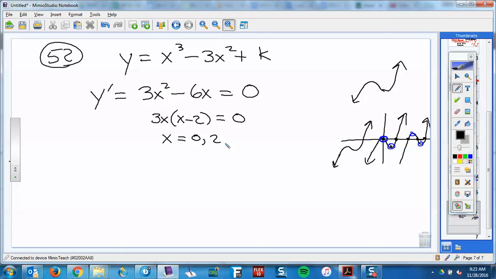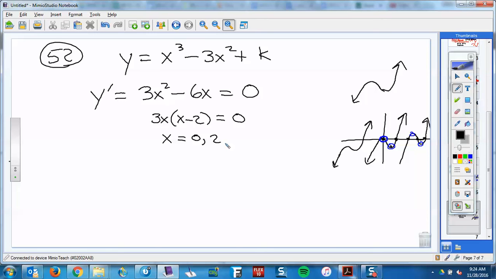So the first one is a local max. The second one's a local min. It couldn't even be a flat spot. There's no way to be a flat spot, because if it's a flat spot, then it's got to keep going up. Then it's got to do that. Well, then that doesn't look like a cubic anymore, right? So we know.